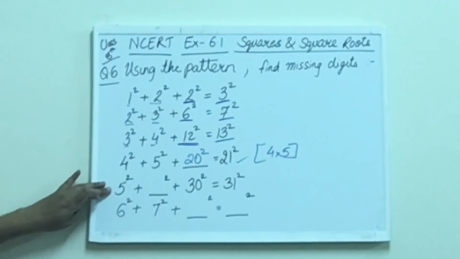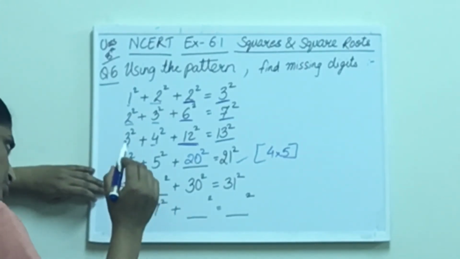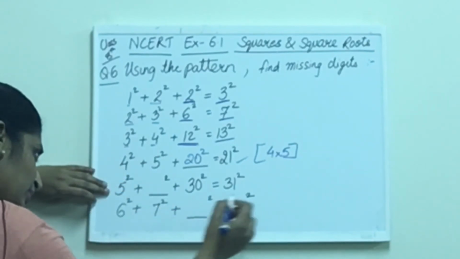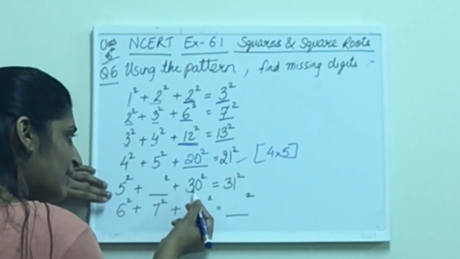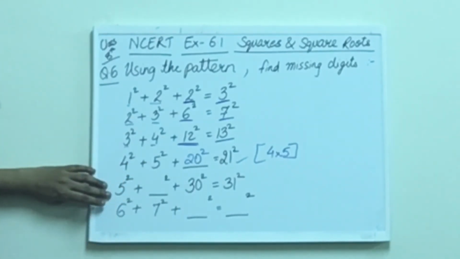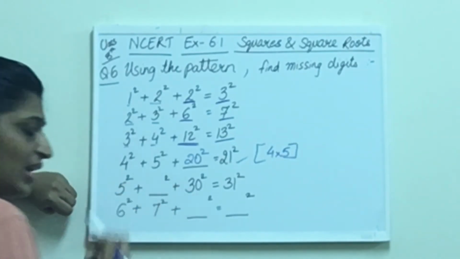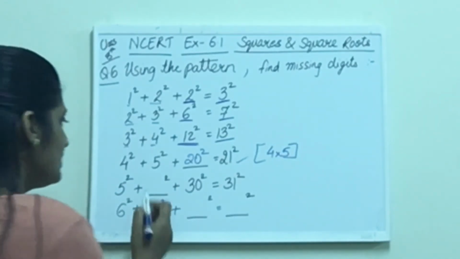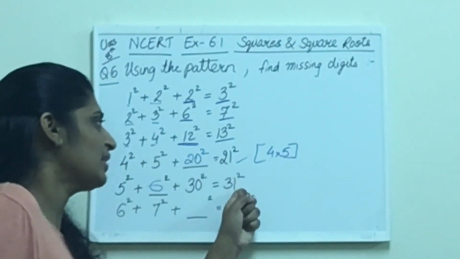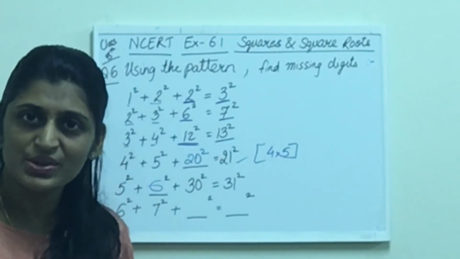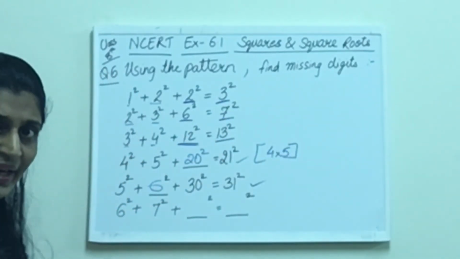Coming to the fifth part. Here the middle number is missing. So how can the middle number be obtained? We know that multiplying the first number with the middle number gives us the third number, right? So multiplying 5 with what gives me 30? So 5 times 6 gives me 30. And its consecutive is 31. So we get the answer as 31 square. Again, the pattern is followed, right?